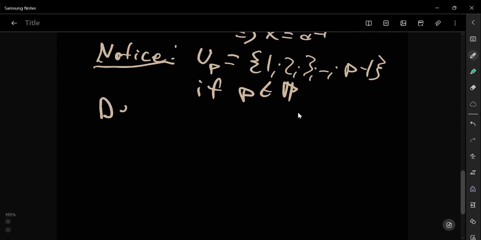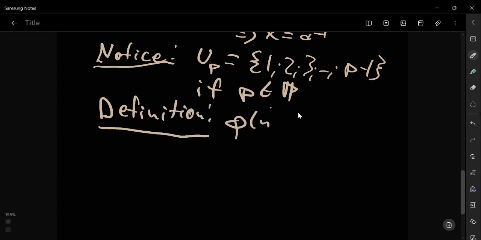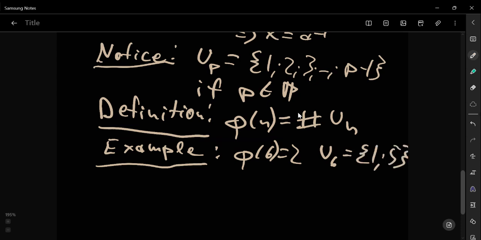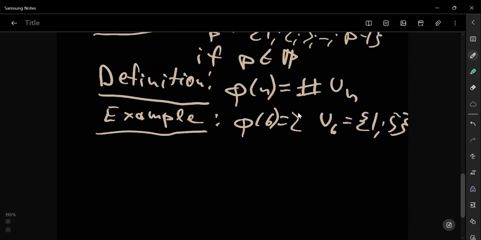I want to make another definition. So phi of n, or also the Euler totient function, is equal to the cardinality of Un. So for example, phi of 6 is just equal to 2, because 1 and 5 are really the only residue classes of 6 that are coprime to 6, because U6 is just equal to 1 and 5. So also, according to our previous lemma, phi of p will be equal to p minus 1 if p is a prime number.